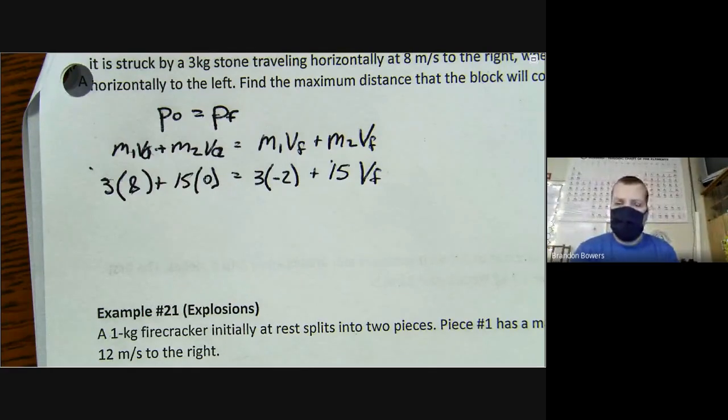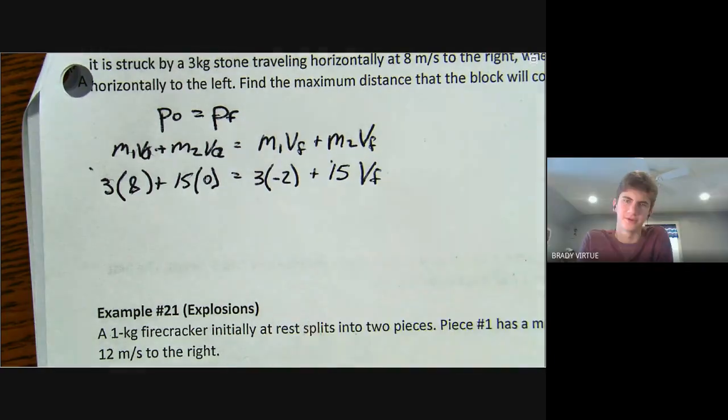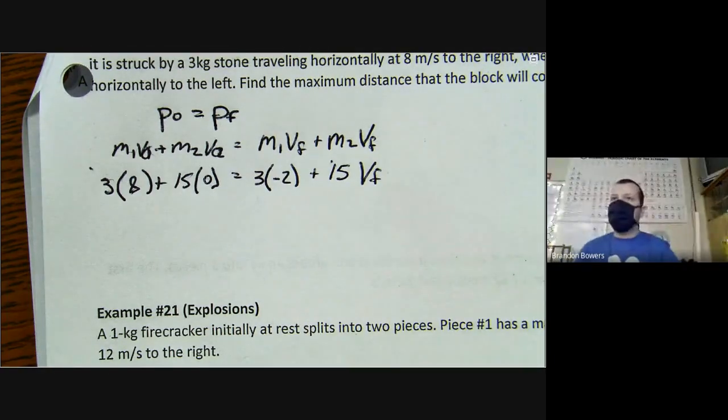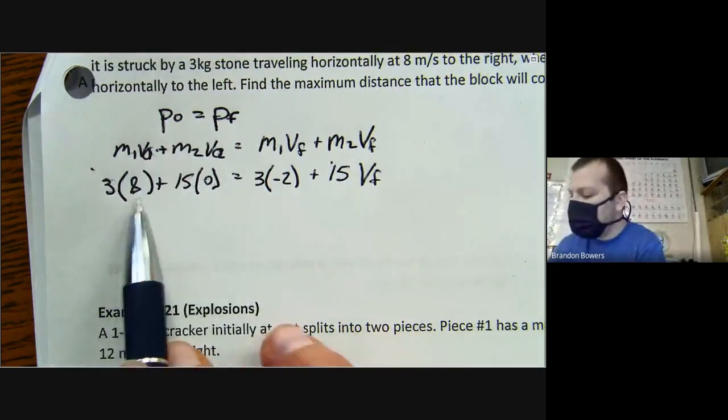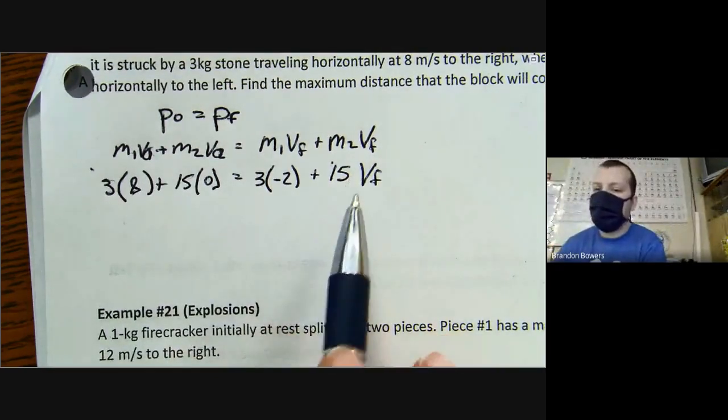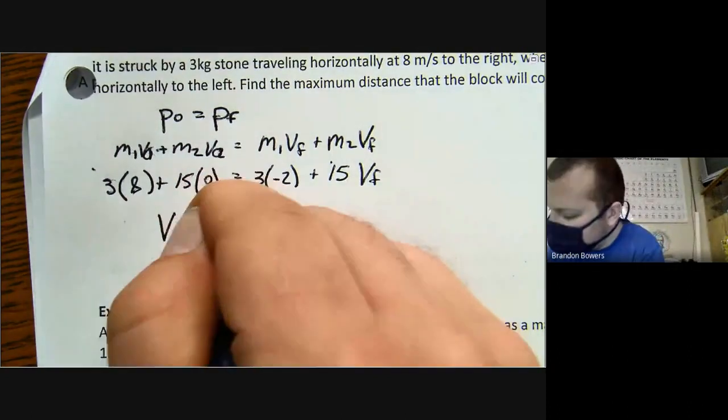So solving for velocity final, what did you guys get? Whatever 18 divided by 15 is. Two? I got 2. Brady got 2, so I'm going with Brady. 2 is correct. So 24 plus 0, here's -6, so you got to add 6 over. So 30. I subtracted 6, my bad. 30 divided by 15, velocity final is 2.